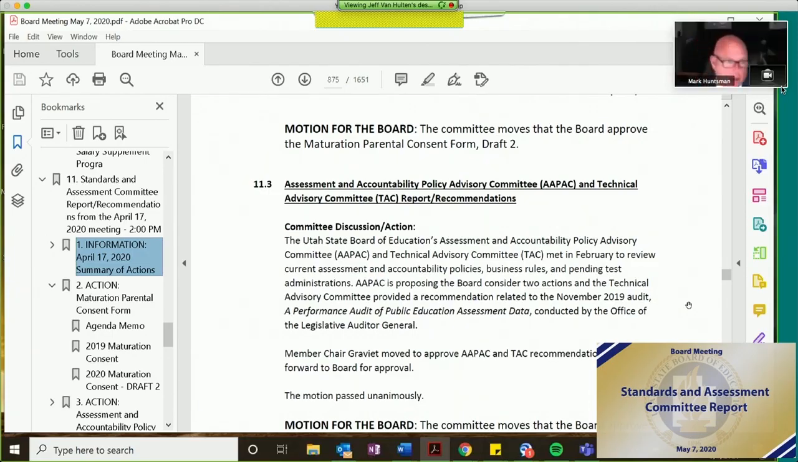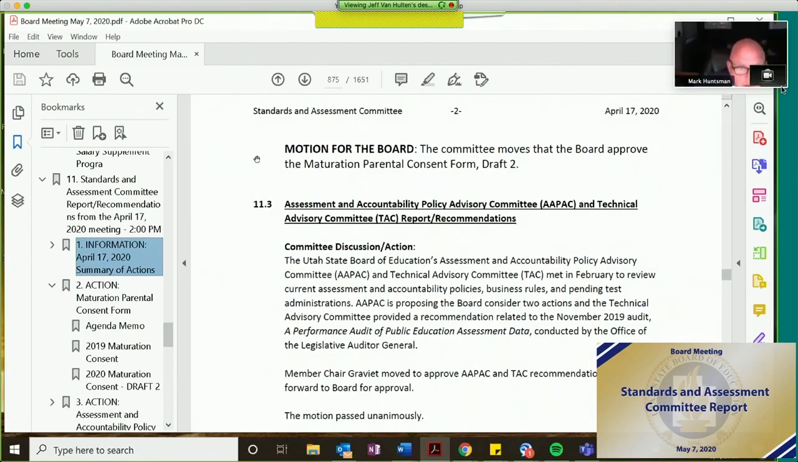I lack access on my computer, so I just want to make sure I restate the motion correctly. The motion before the board is that the board approve the maturation parental consent form draft 2. Is that correct? That is correct, Chair Gravitt. Okay, thank you.